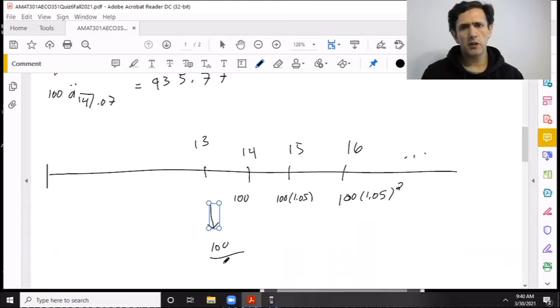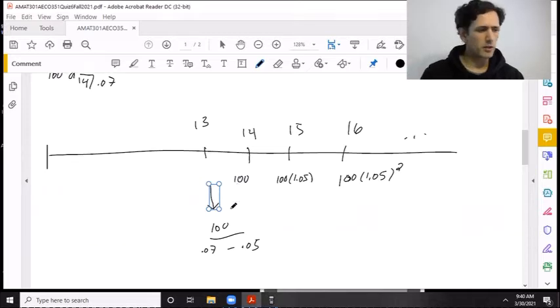So the formula is 100 over, subtract off whatever is in the bottom. So you first put your interest rate here, 0.07, and then you subtract the percentage that the value is increasing each year. It's 5% each year. It's starting off at 100, so 100 goes here. Okay, so this is going to be 5,000.